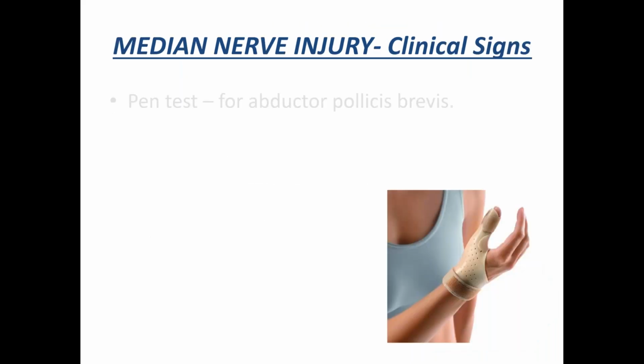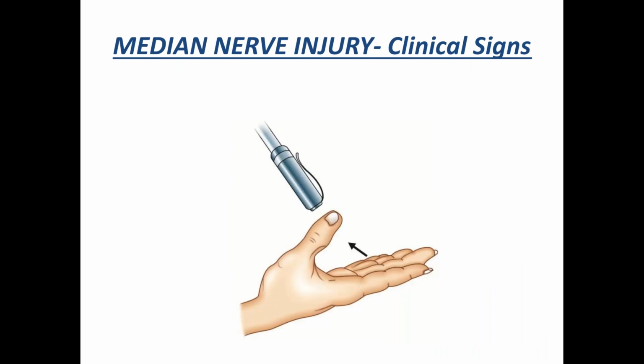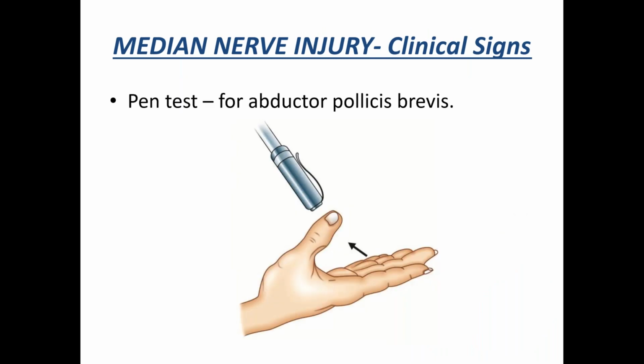Okay. Now, what are the clinical signs? Let's discuss the signs one by one. The first is the pen test. The pen test is for a thenar muscle, abductor pollicis brevis. You ask the patient to touch a pen which has been kept at 90 degrees to the plane of the palm, and the patient abducts the thumb 90 degrees to the plane of the palm to touch the pen. A normal patient is able to do that. A patient with paralyzed abductor pollicis brevis because of median nerve injury is not able to touch the pen in this position.